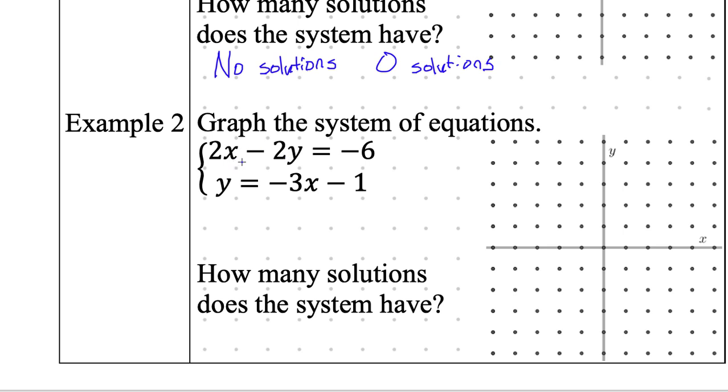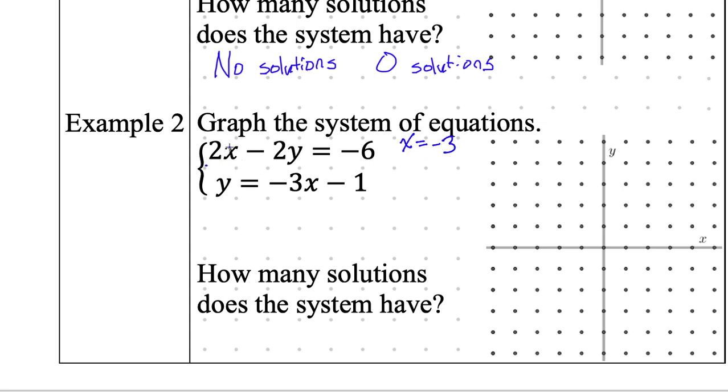Alright, so you've unpaused the video, and this first one again is in standard form. So standard form, I essentially cross out the y at first, so I get 2x is equal to -6. If I divide both sides by 2, I get x is equal to -3. So let's write that out off to the side. X is equal to -3.